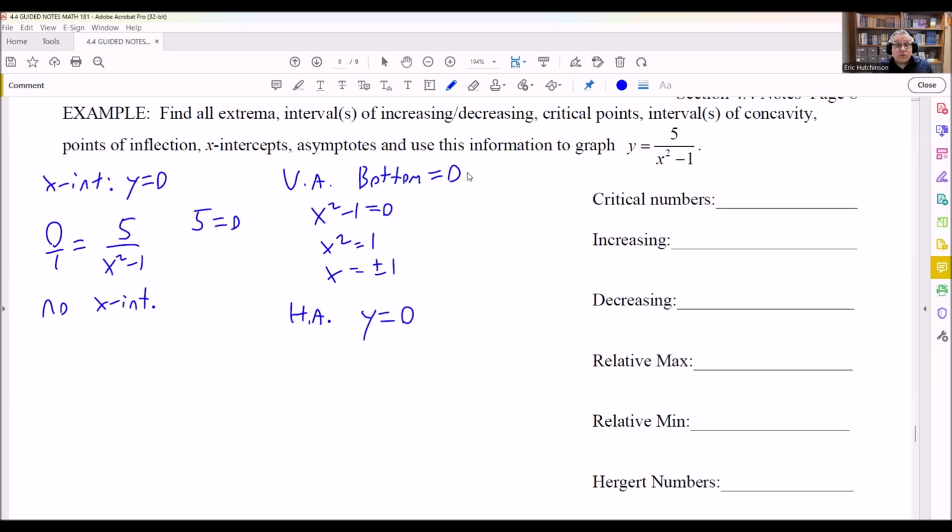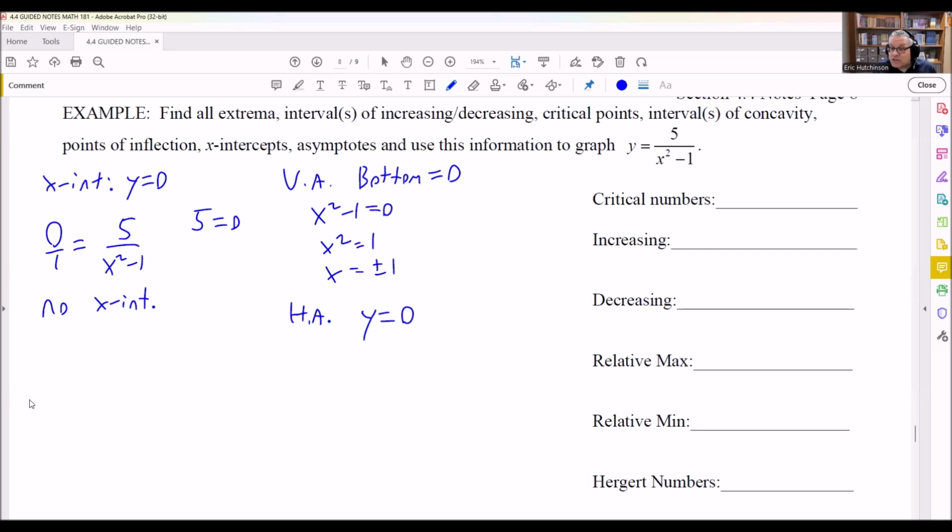Now, we did that kind of using pre-calculus, but you could also take the limit as x approaches infinity. If we did that, we would divide everything top and bottom by the highest power in the denominator. So we would do 5 over x squared over x squared, and minus 1 over x squared. Then we'd apply properties of limits, and we would end up getting a 0 also.